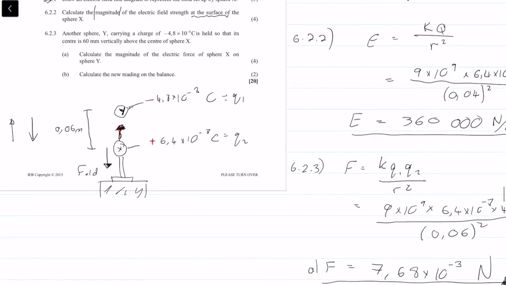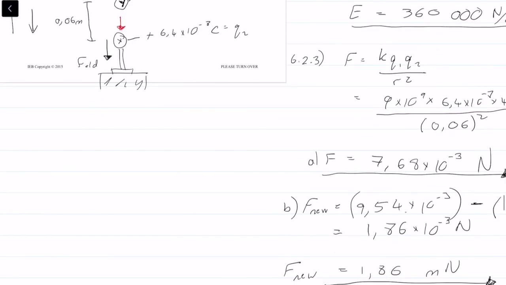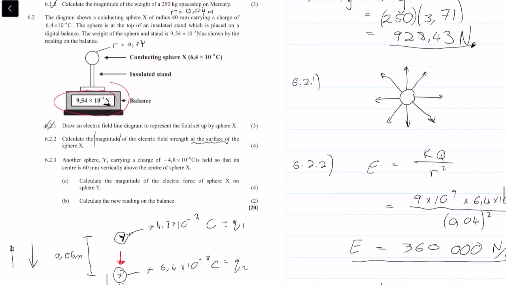Let's say hypothetically, if both of these charges were positive, then the force that Y exerts would be downwards, and our new force would be the old force plus the force of Y. In this case it was the old force minus the force of Y, but if they had the same signs, then the operation would also change. Cool stuff, and that is the end of this video.